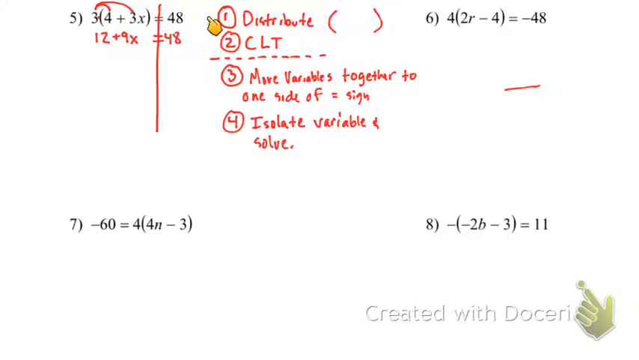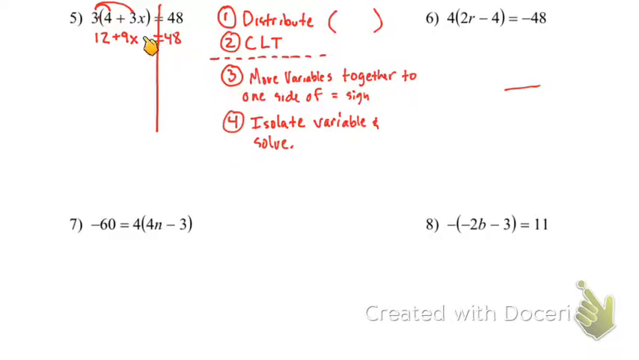So I just did step 1. I had to distribute. There are no other parentheses to distribute. Now I check combine like terms. Are there any like terms on the left side to combine? And the answer is no, you cannot combine these. Any like terms on the right side? And no, it's only 48 by itself. So now we move on to step 3. Do I have variables on both sides? And the answer is no. So step 3 we do not have to do.